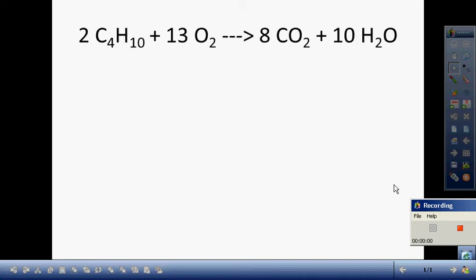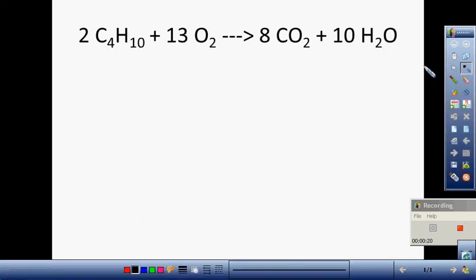Our equation here is a mole ratio. This is telling us our four things that will combine and how they'll combine. It tells us the ratio they'll combine in. So if I look at this, I have some oxygen and it's going to give me some carbon dioxide, and it's going to do that in a ratio of 13 to 8.